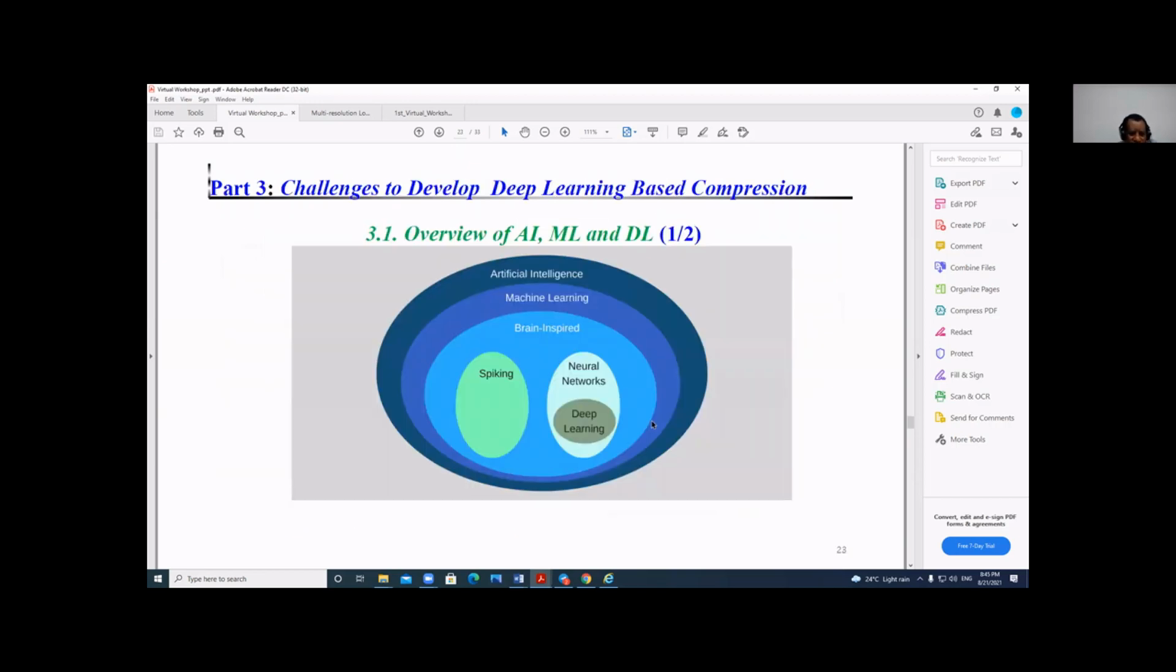Part three is challenges to develop deep learning based compression system.